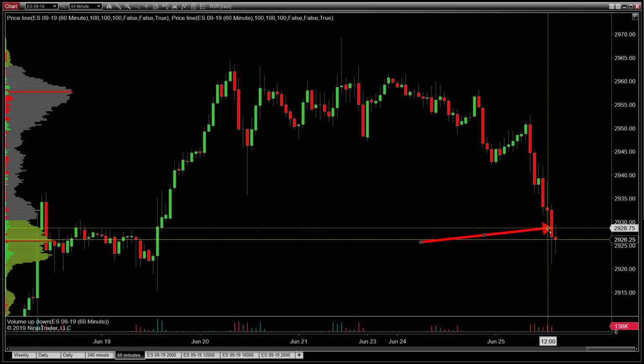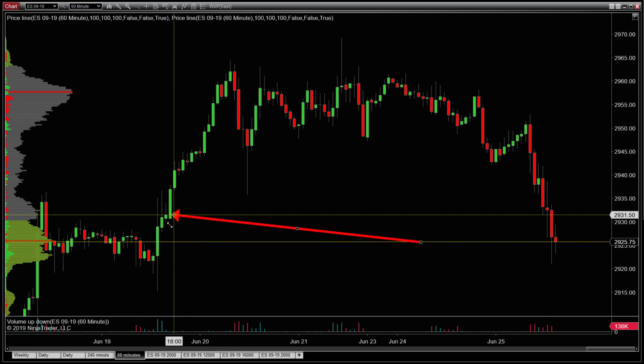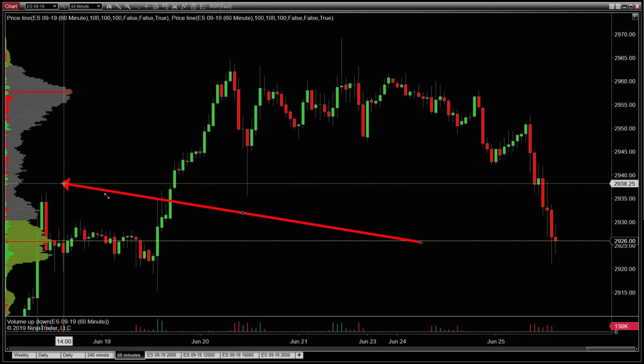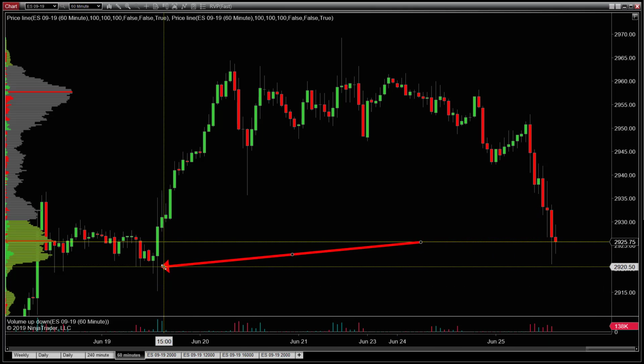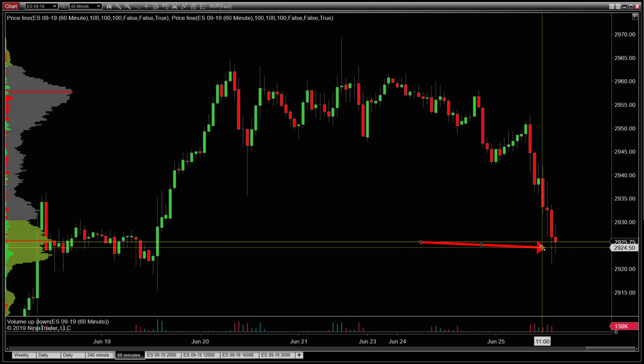Look over here on the other side, the complete opposite. Look how thin. See the thinness? We'd already tested this. See this area right here? We already tested this. Where are we testing? We're testing the bottom of this. See this? We're testing it.